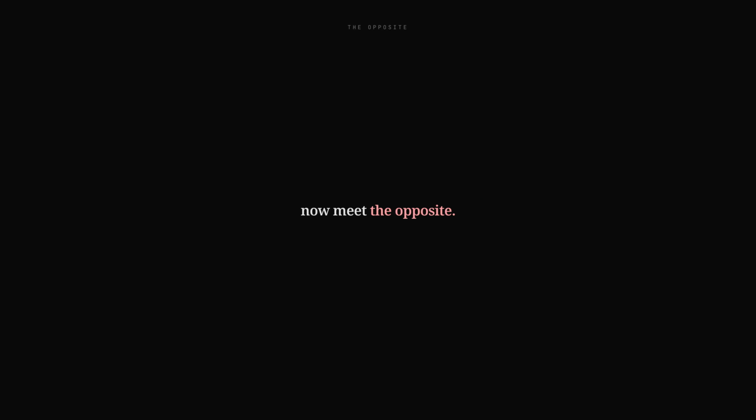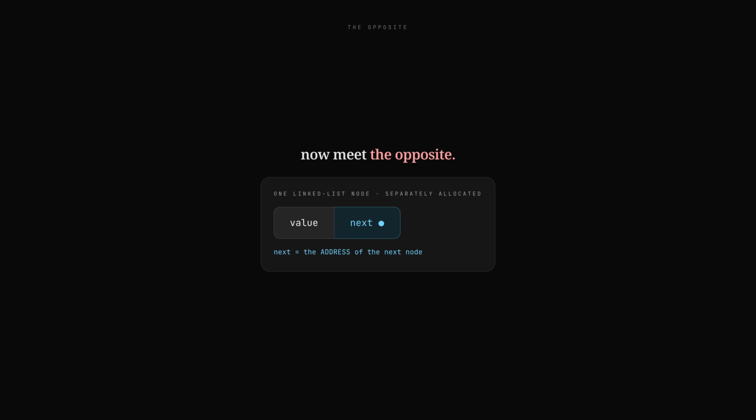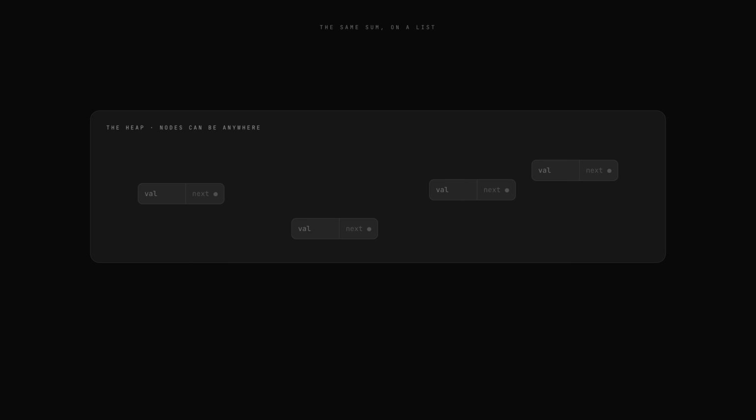Now meet the opposite. A linked list stores each element in its own separately allocated node, and each node holds a pointer, the address of the next one. The nodes can be anywhere in memory, and in a program that's been running a while, they are. Watch the same sum on a list.